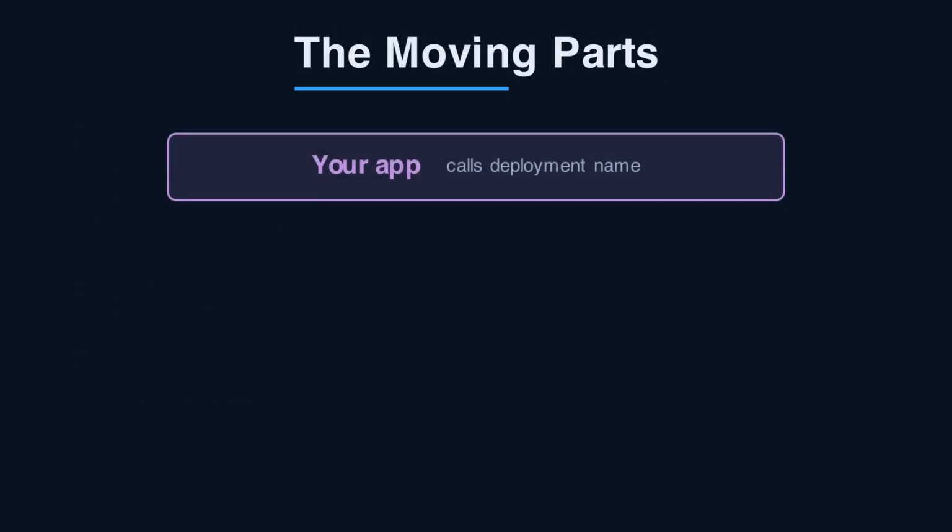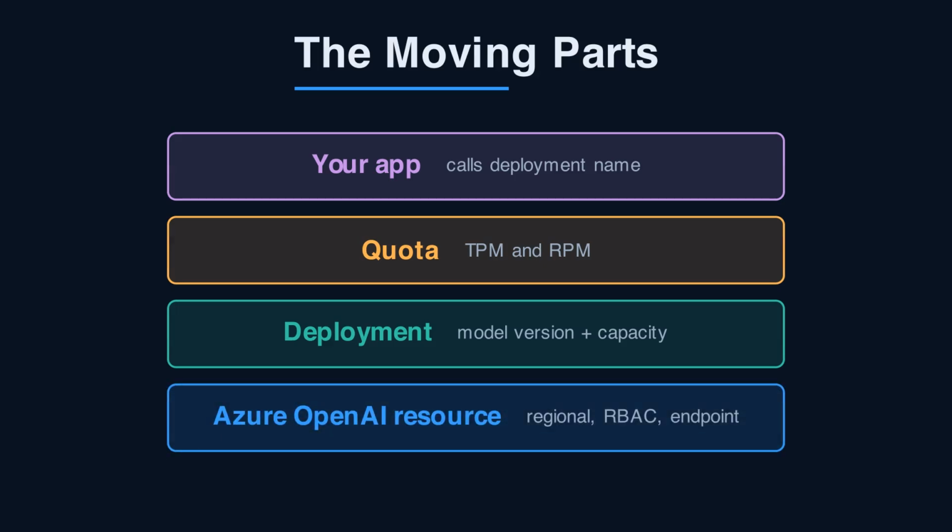First, the mental model. At the bottom is the Azure OpenAI resource itself, a regional account with its own endpoint and Azure role-based access control. On top of that, you create deployments. A deployment is a named instance of a specific model version, for example, GPT-4o or text-embedding-3-large, and your application calls the deployment name, not the model name directly. Each deployment carries a quota, measured in tokens per minute, TPM, and requests per minute that scale with it. Get this layering right and everything else falls into place.